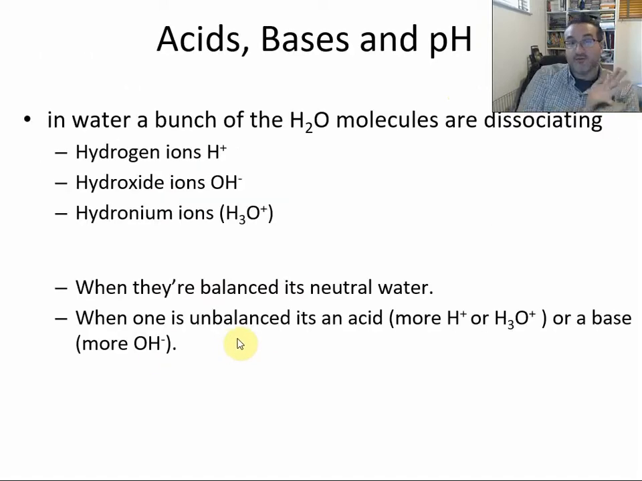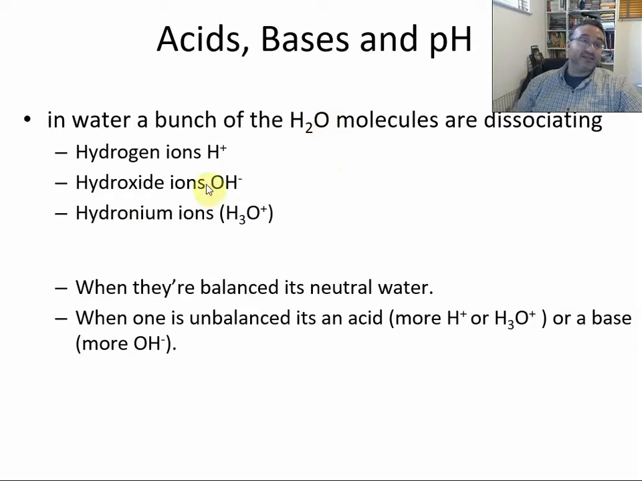So we've seen covalent bonds and ionic bonds. We're going to look for a little bit at acids, bases, and pH before we wrap up by looking at hydrogen bonds. Now, in water, there are a bunch of H2O molecules dissociating. They come apart and they come back together repeatedly all the time. Breaking apart water can give you hydrogen ions, hydroxide ions, or hydronium ions. These are what you get as the H2Os come apart and come together.